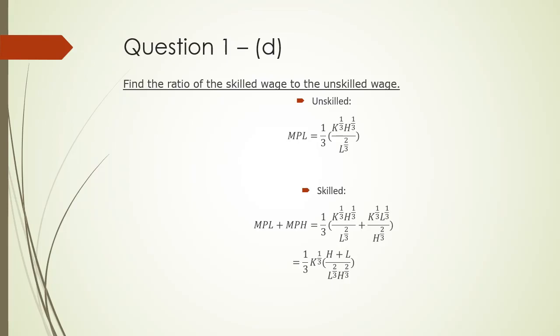Now for the solution. Firstly, we'll be looking at the unskilled proportion. So this is represented in the marginal product of labor, which we worked out previously. In terms of the skilled, we'll be adding together the marginal product of labor and the marginal product of human capital.